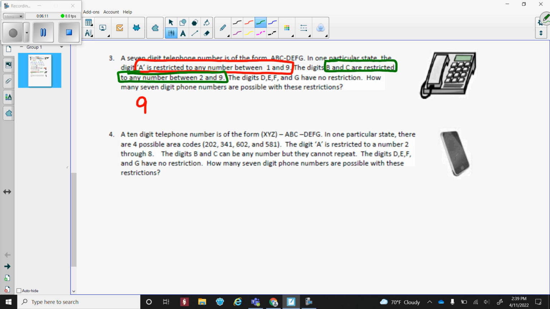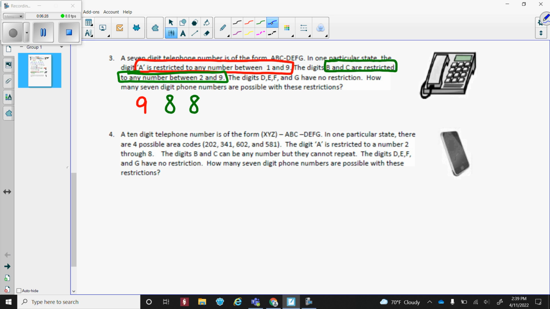So A was between 1 and 9. B and C are between 2 and 9. So 2, 3, 4, 5, 6, 7, 8, and 9. That means that B has 8 available. C also has 8 different options available.